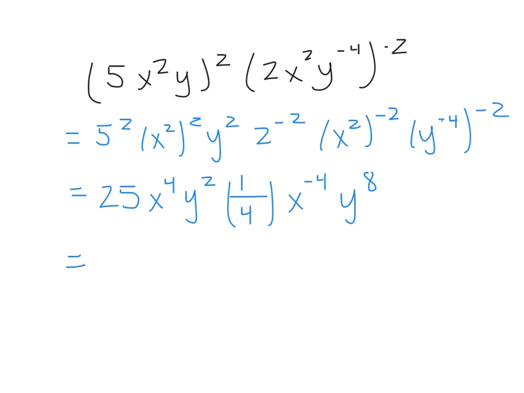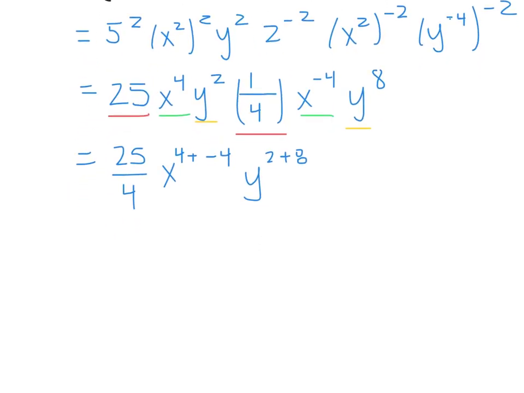Okay, we've got constants, 25 and 1/4, so we can multiply those together, and that'll give us 25 fourths. And now let's multiply the x terms together. So we have x, and when we multiply, we're going to add the exponents. So we have 4 plus the negative 4. And then finally we've got the y's. So we get y, adding those exponents, 2 plus 8.